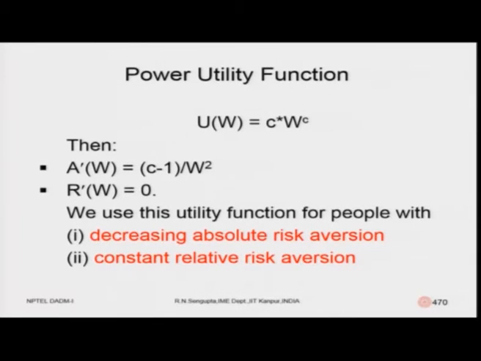So, a prime comes out to be c minus 1 divided by w square. W square is obviously positive, and c minus 1 would be a negative or positive value depending on what values of c you have. Obviously, c would be less than 1, and r prime is 0. So, if the c minus 1 value is negative, you can immediately conclude that this power utility function has decreasing absolute risk aversion property, and as r prime is 0, it would have a constant relative risk aversion property, and based on that you can comment.